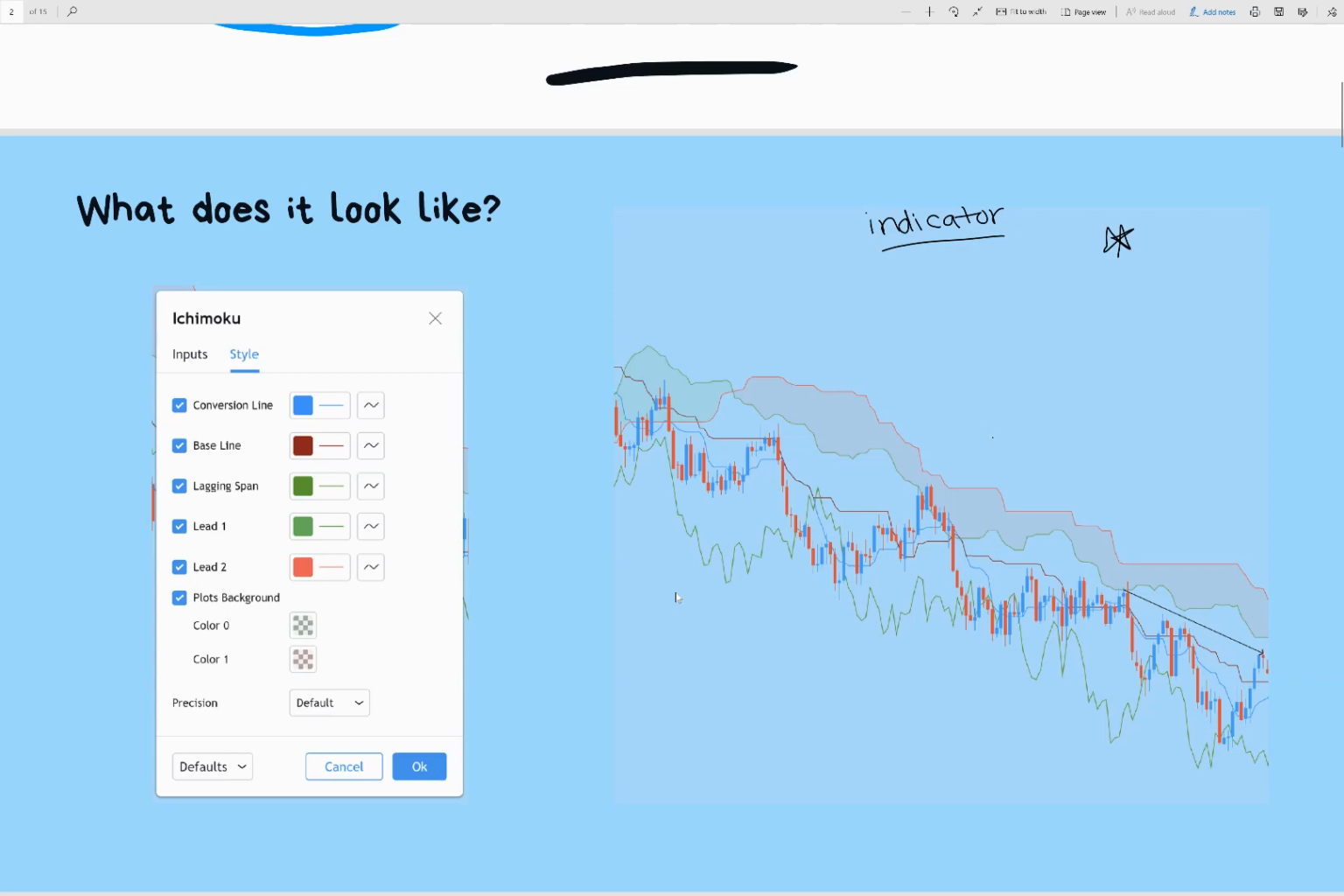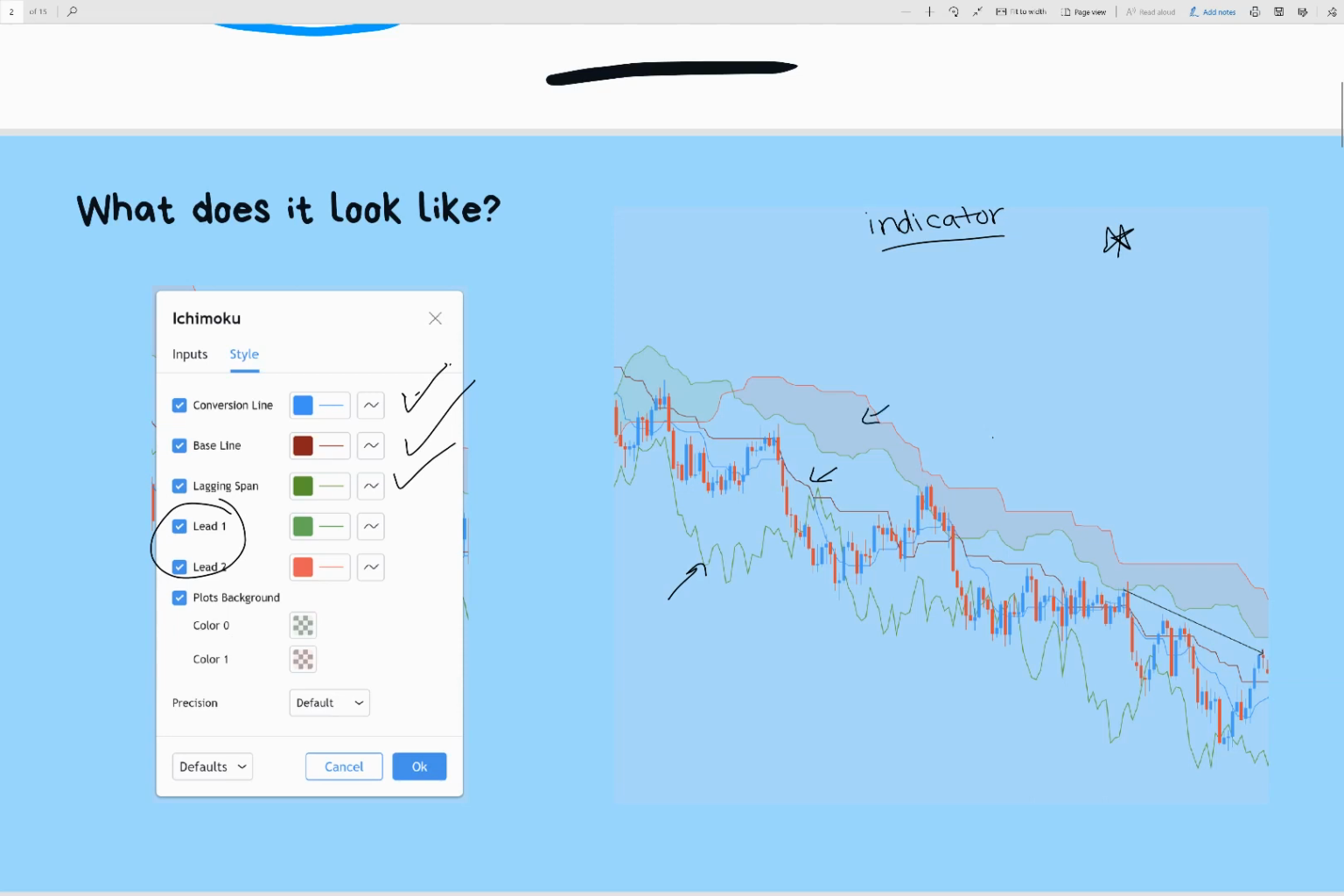Really quickly, I'm just going to go over what the different lines are called, but we're going to go into more detail in a little bit. So we have the conversion line, which is our blue line. We have the baseline, and that's this burgundy one right here. We have the lagging span, that's this green guy here. These two lead lines look like buttons that you can check off, and I'll show you how unchecking these later is going to really simplify the cloud for you. But these two here are just the lines on the cloud, so you don't need to worry about those. And the background, where it says plots background, that's just the color of the actual cloud here.